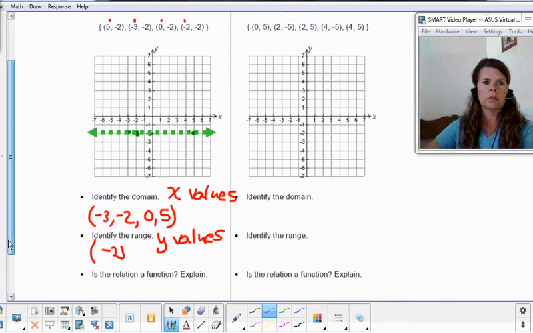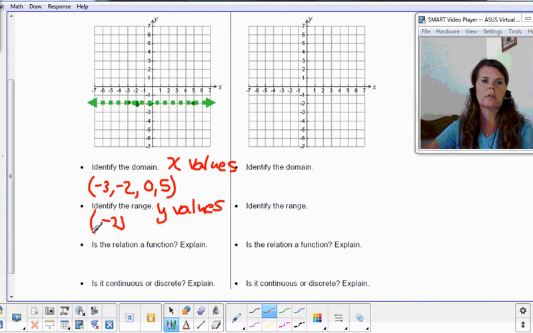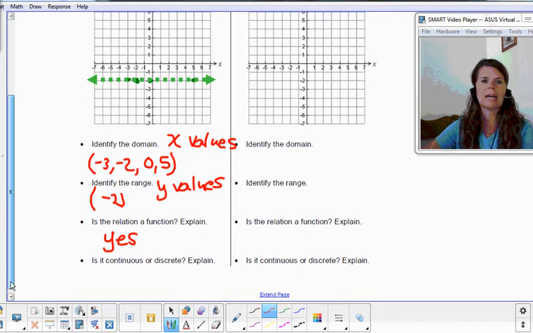And then as a relation or function, can we draw a vertical line segment with this? That's the vertical line test. Do any of the x's repeat? No, so yes, it's a function. It's a function if the x's do not repeat.